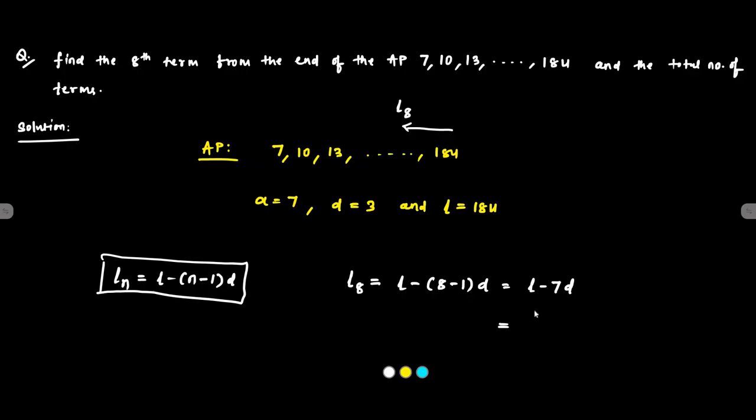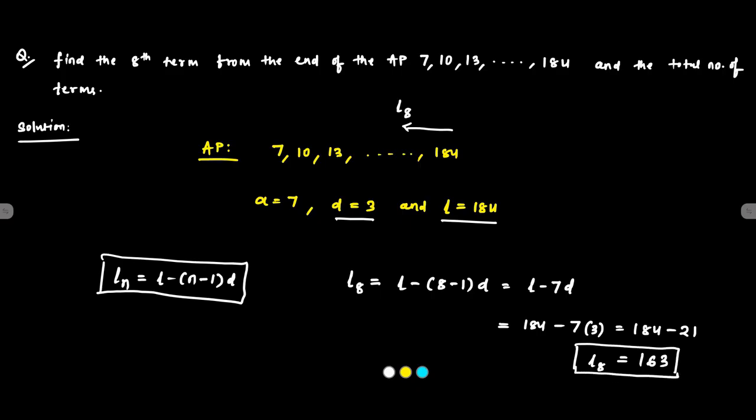So here we'll put the values. The last term is equal to 184. The common difference is equal to 3. So it is 184 minus 7 into 3, equal to 184 minus 21, which is equal to how much? 163. This is the 8th term from the last.